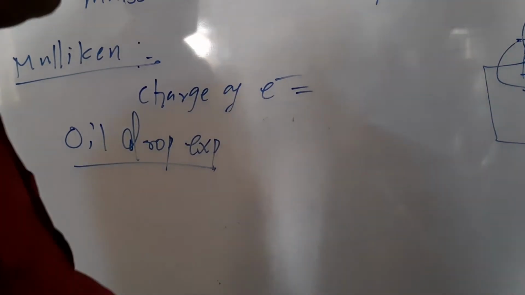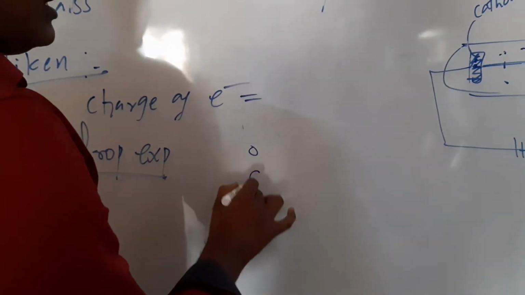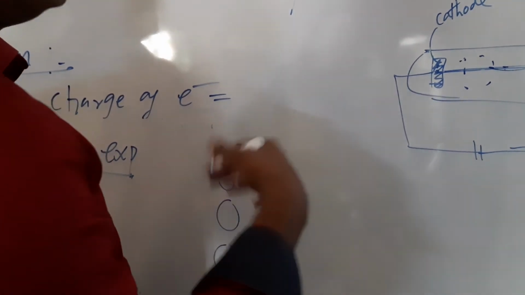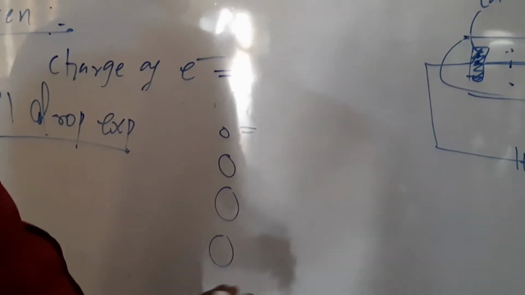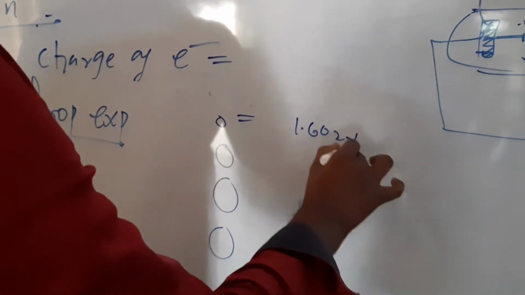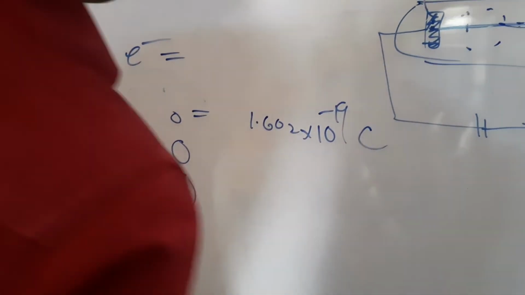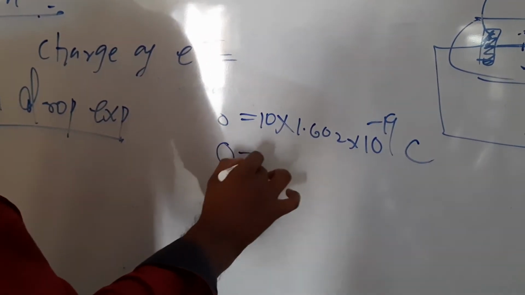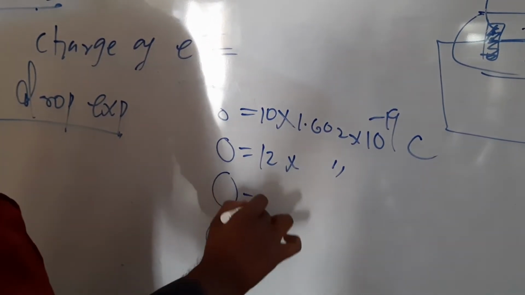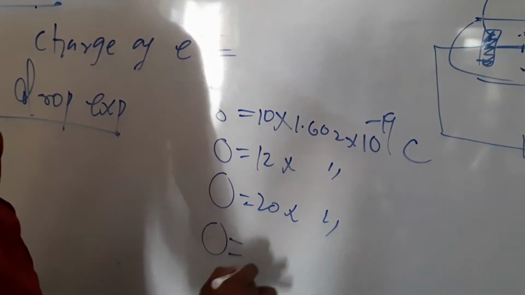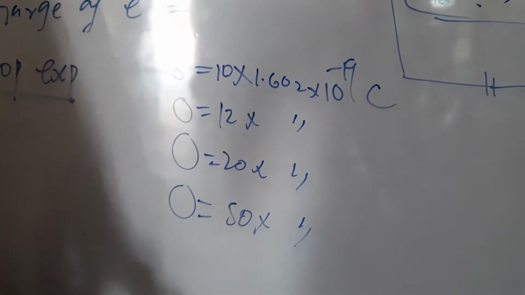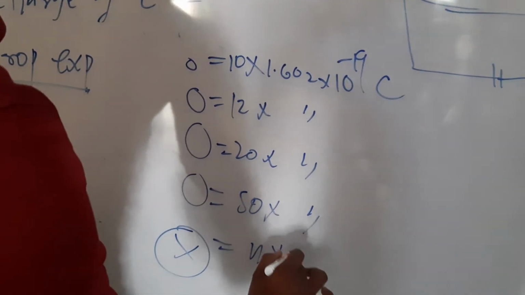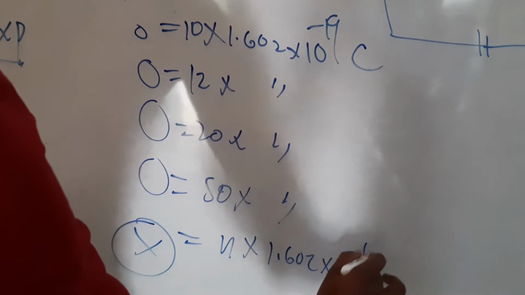He observed in his experiment that each oil drop carries a charge that is n times 1.602 into 10 power minus 19 coulombs. For example, some drops have 10 times this value, some 12 times, some 20 times, for example 50 times this value. That means on every oil drop he observed a charge of n times 1.602 into 10 power minus 19 coulombs.